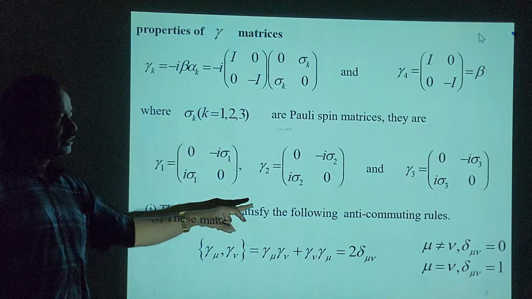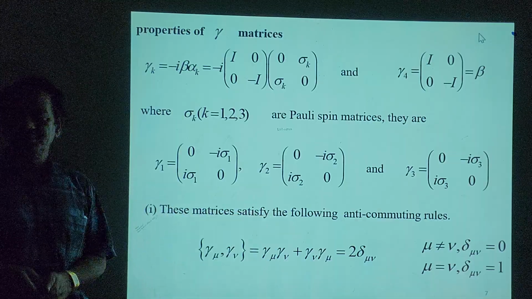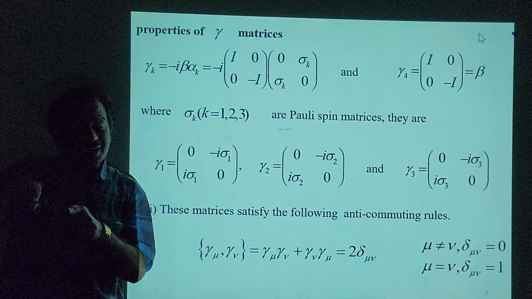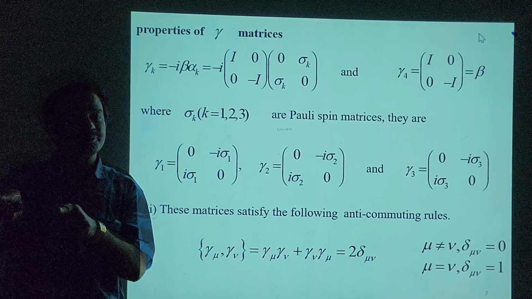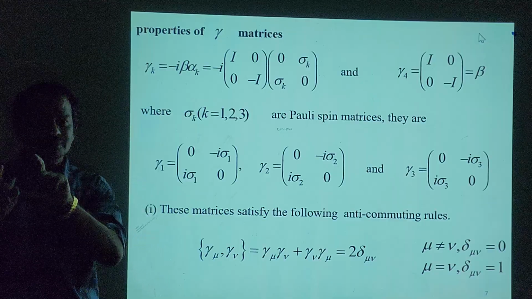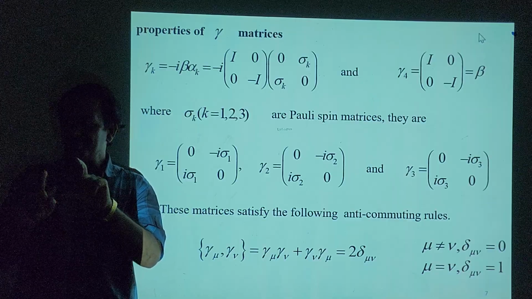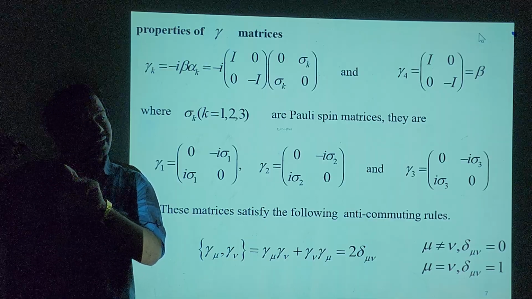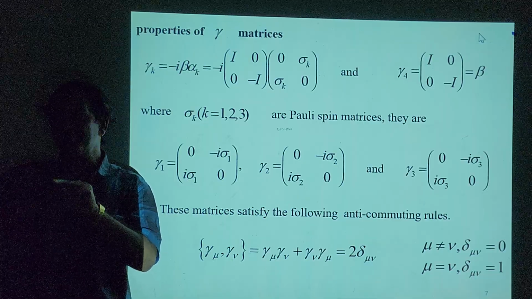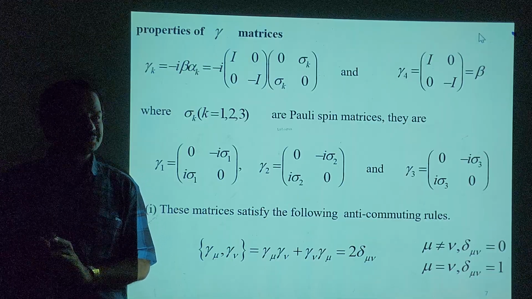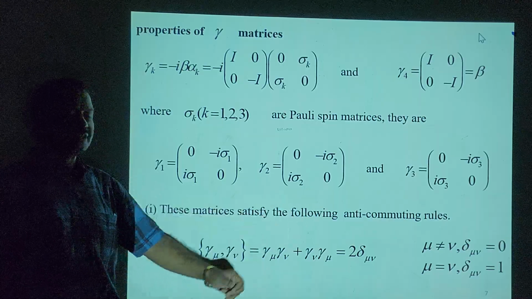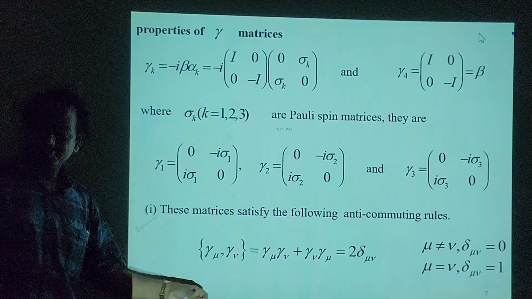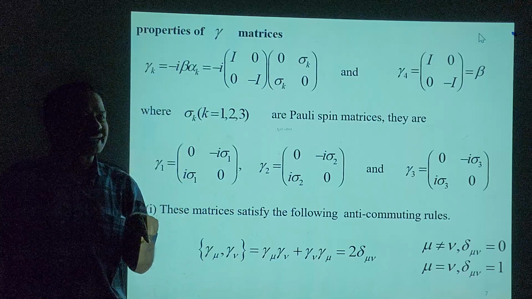These matrices satisfy the following anti-commuting rules. Gamma matrices themselves will commute, whereas with other gamma matrices they will anti-commute. I repeat, gamma 1 with gamma 1 will commute. Gamma 1 with gamma 2, gamma 1 with gamma 3, gamma 2 with gamma 3, or gamma 3 with gamma 4, they will anti-commute. For anti-commuting, the symbol will be curly bracket. For commuting, the symbol will be square bracket.